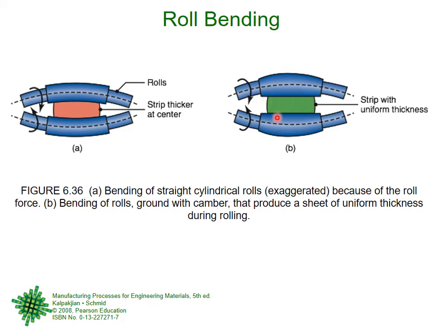You see, the roll has been flattened on the inside. So if we find that some very small amount of roll bending is happening and we do that flattening, then the curvature that would be there because of roll bending is now gone, right? So here in B, bending of rolls ground with a camber. Camber means giving that flat surface that produces a sheet of uniform thickness during rolling.